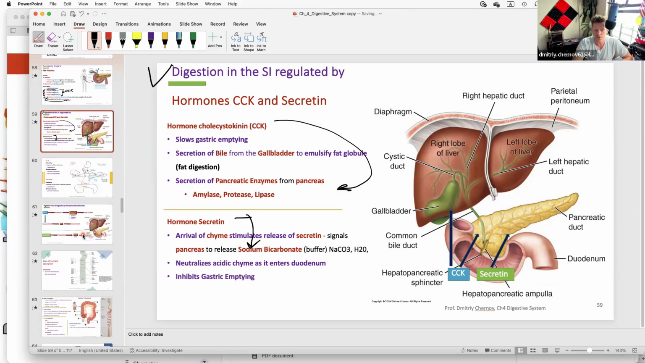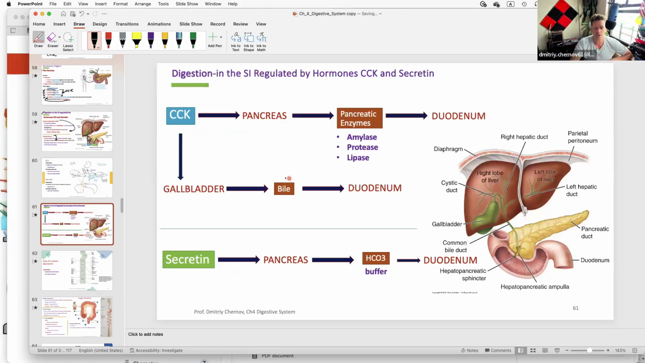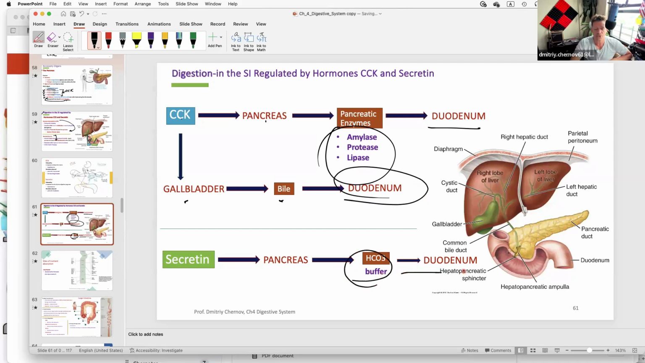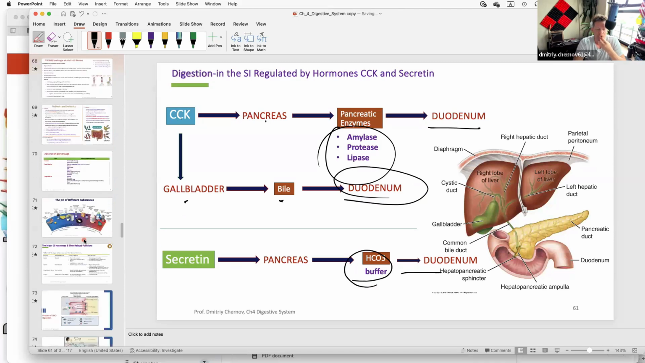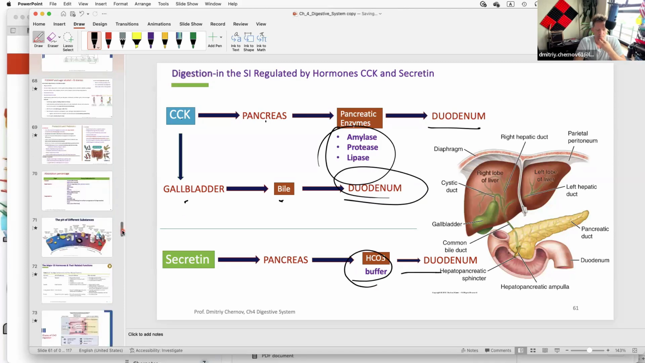There's another view of this process, slide 61. CCK acts on the pancreas, and the pancreas releases enzymes, where? Into the duodenum. CCK acts on the gallbladder. The gallbladder releases bile, where? Into the duodenum. Secretin acts on the pancreas. The pancreas releases buffer into the duodenum. So this is what we discussed so far.